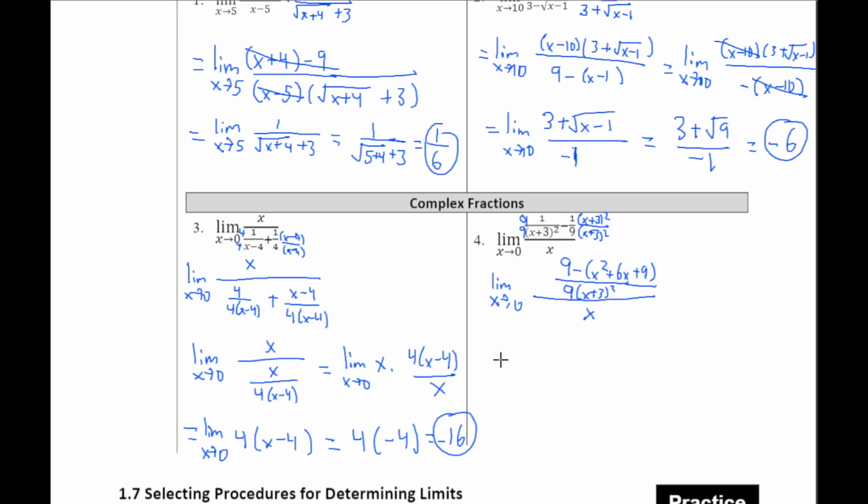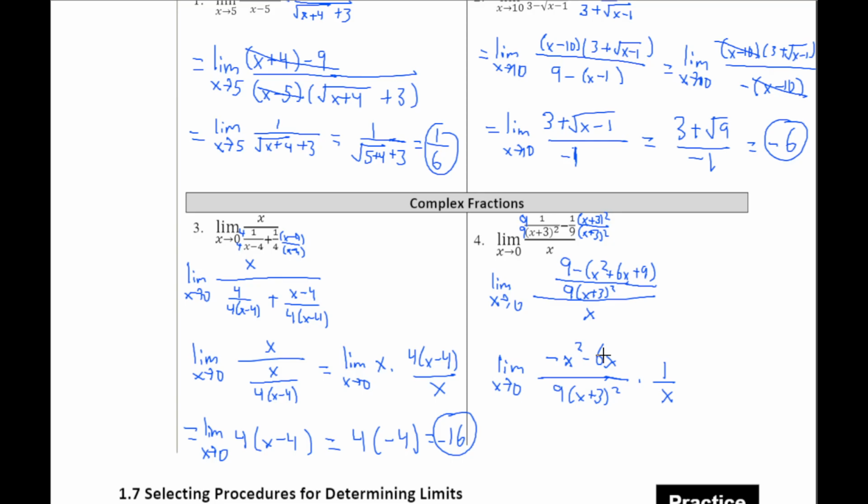So now if you rewrite this again, limit as x approaches 0, what do we have here? Well, instead of divided by x, we can just have this all multiplied by 1 over x. And so here we'll still have the 9 times x plus 3 squared. This is just to make it a little more organized. Instead of divided by x, just multiply by 1 over x at the end instead. So 9 minus x squared minus 6x minus 9. The 9 minus 9 cancels out. You're left with minus x squared minus 6x.